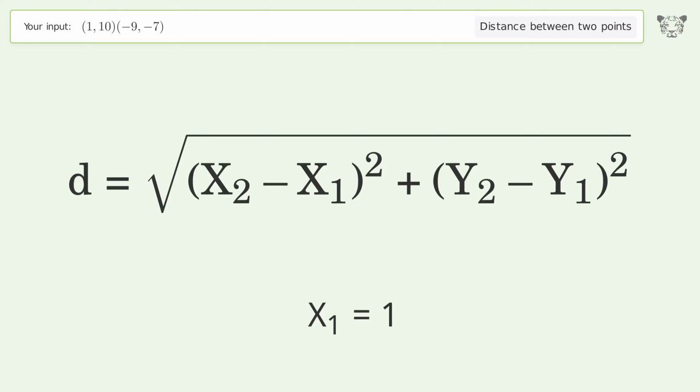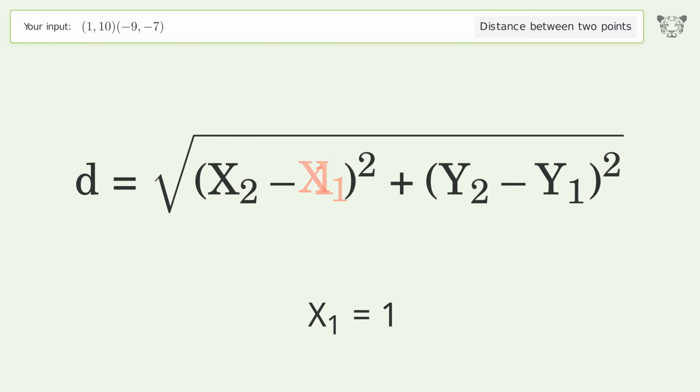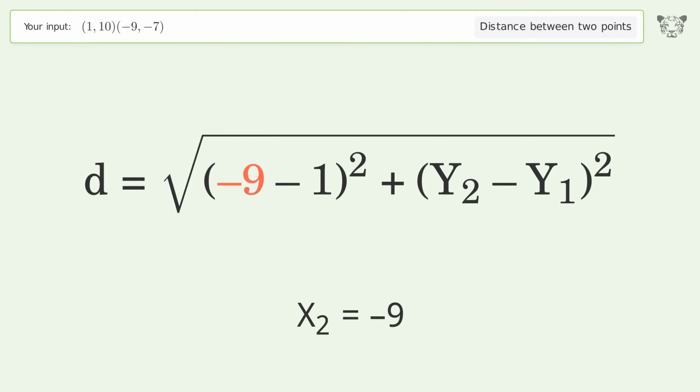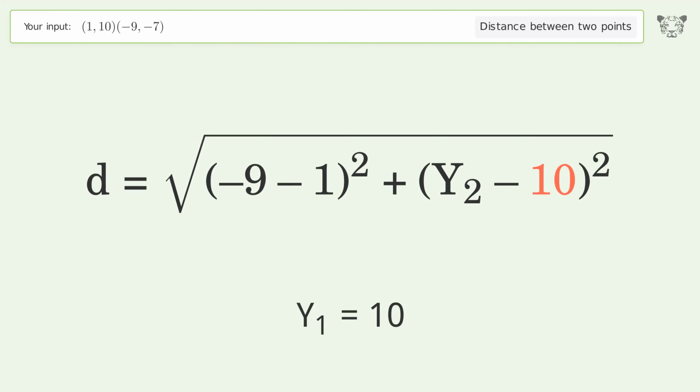x1 equals 1. x2 equals -9. y1 equals 10. y2 equals -7.